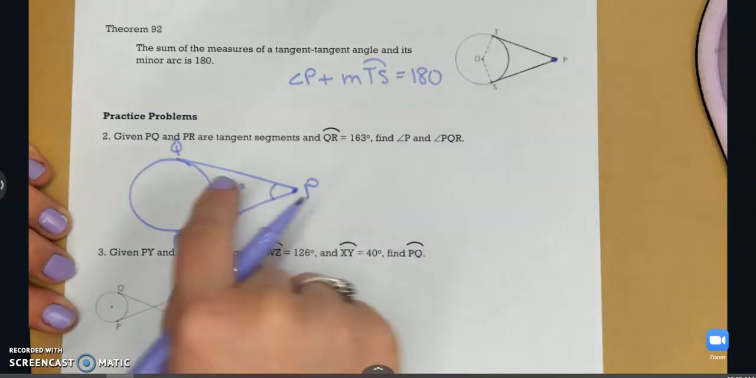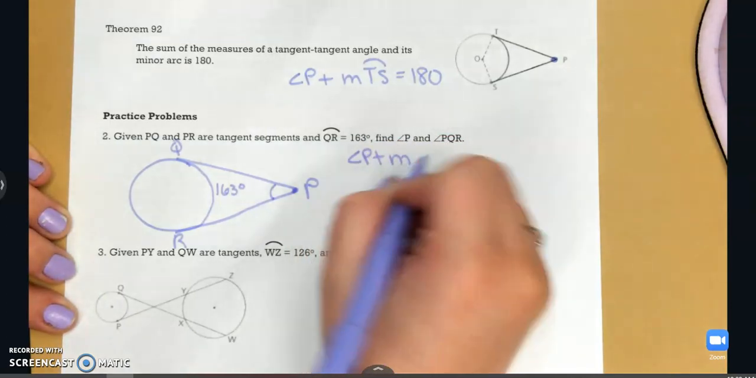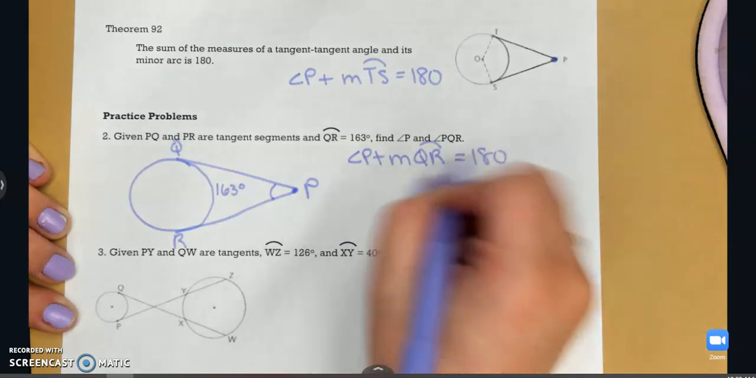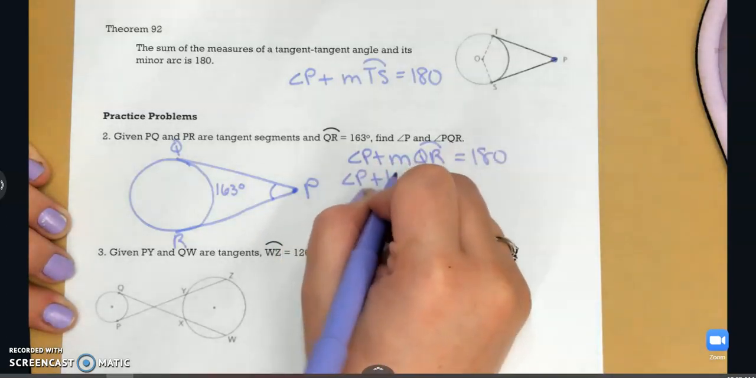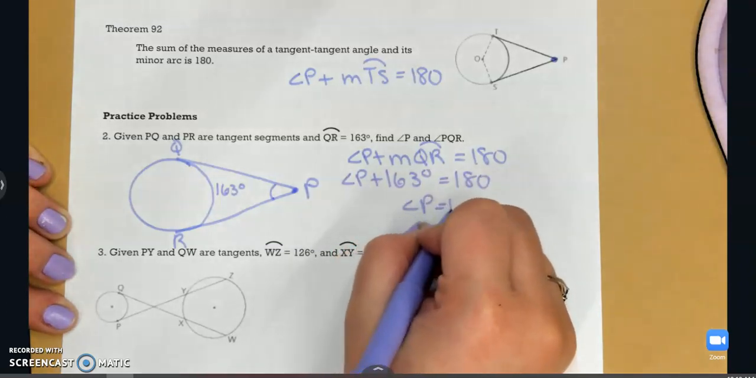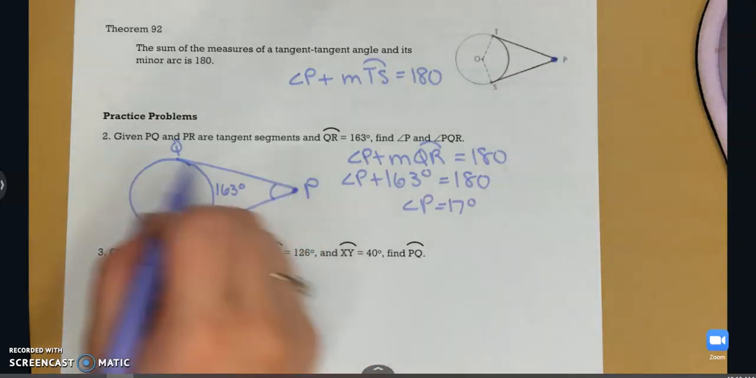Let's find angle P first. Because this is a tangent-tangent angle, that means angle P plus the measure of arc QR add to 180. I know arc QR is 163, so if I subtract that from 180, I get that angle P is 17 degrees. Now onto the second part, angle PQR.